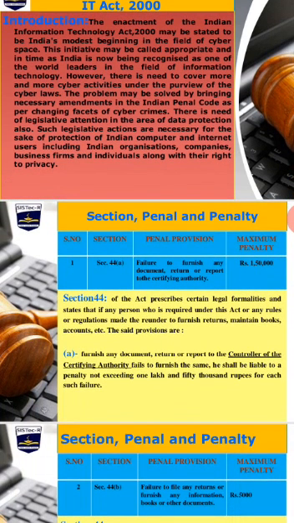Section 44 of the Act prescribes certain legal formalities and states that if any person who is required under this Act or any rules or regulations to furnish returns, maintain books of account, etc., fails to do so, the provisions are as follows. First, 44A: if a person fails to furnish any document, return or report to the Controller or Certifying Authority, he shall be liable to a penalty not exceeding 1,50,000 rupees for each such failure.